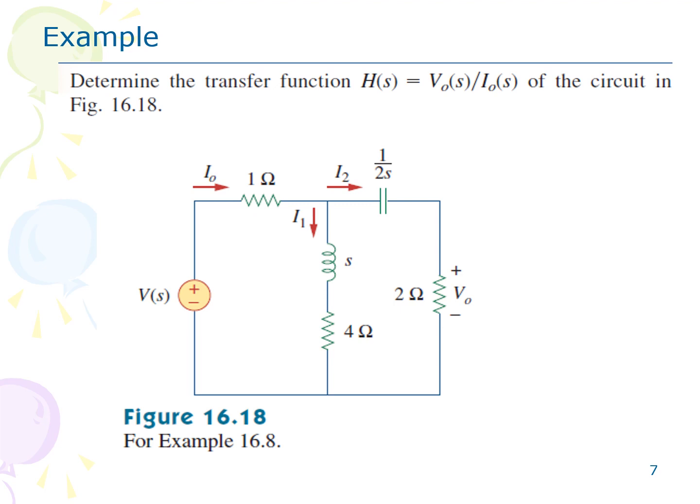Here is another example. Determine the transfer function H(s), which is equal to V0(s) divided by I0(s), for the circuit given below. So the transfer function is unknown. First of all, we have to find out V0 in terms of I0. So for V0, we have to find out I0 as well, and then we will get the transfer function H(s). So let us do it.